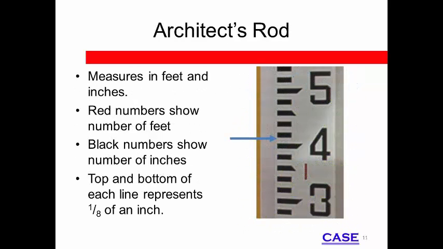Carpenters and tradesmen use the architect's rod. The architect's scale shows the number of feet in red with graduated marks. The black numbers represent the number of inches. Small black graduated marks show 1/8 of an inch. The rod reading by the blue arrow is 1 foot, 4 1/8 inches.